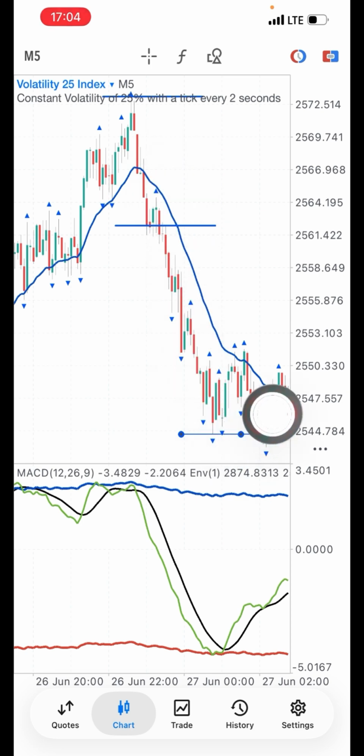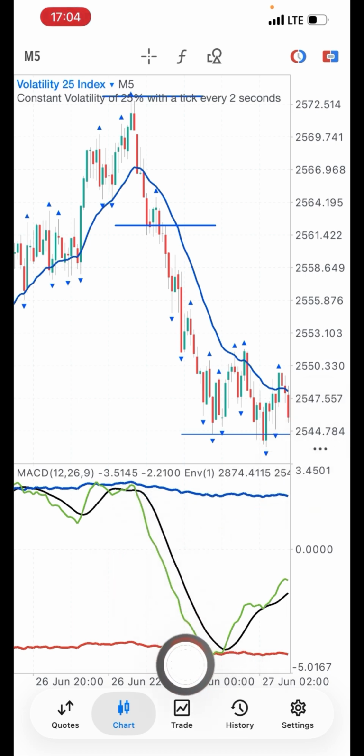You can use this method, or for the TP you can wait for the green line to get to your oversold level, which is our red line here, and then you exit the market. So that's how you trade with this strategy.